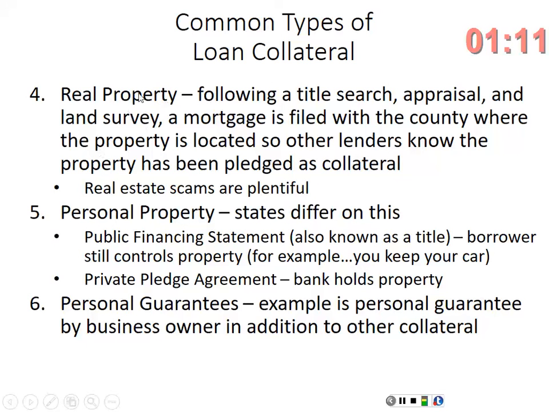Then you've got real property. This is real estate. So as collateral, we've talked about this previously in other chapters. You'd have an attorney do a title search, which makes sure the title to the property is clear. You'd have an appraiser do an appraisal to make sure that the property is worth what it's selling for. Sometimes you need a survey, sometimes you don't. You would then file a mortgage in the county where the property is located. And that is a public record, so everybody else knows you have loaned money against that piece of property.